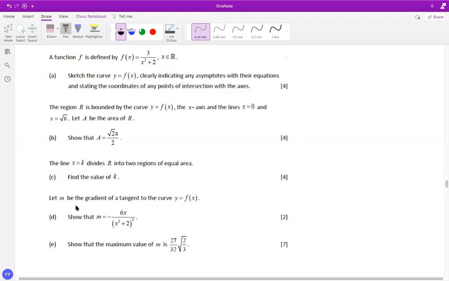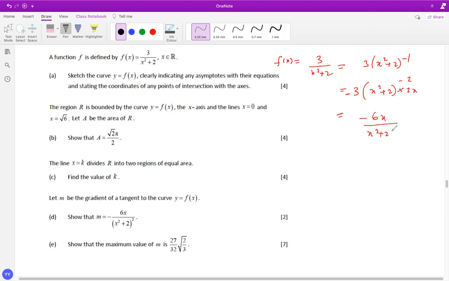Now the next part is, let m be the gradient to the curve when y equals f of x. So the gradient to the curve is basically nothing but the derivative. So f of x is 3 over x squared plus 2. That gives me 3 times x squared plus 2 to the power negative 1. The derivative will be 3 times x squared plus 2 to the power negative 2, and obviously negative 1 here, times 2x. So it'll be negative 6x over x squared plus 2 the whole square. And yes, that's what you wanted to prove.